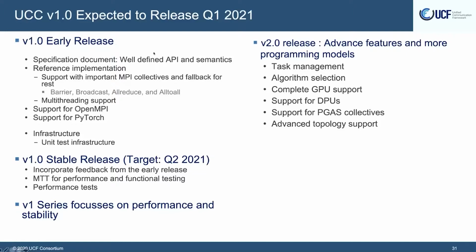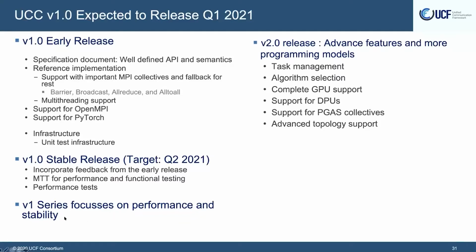What we'll have in the early release is API and semantics and basic implementation of barrier, broadcast, all reduce and all gather. We expect to support multiple threads, and we expect to have a driver for OpenMPI, have a driver for PyTorch, and unit test infrastructure. I think we already have merged some, but we'll have more, and we might have multiple implementations of these important collective operations. Once we do the early release, we want to give it to early adopters and get feedback, and then make another release likely Q2 2021.